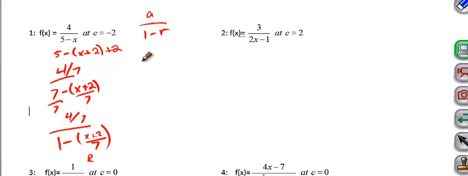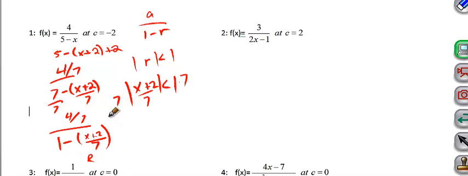This is r. And I need the absolute value of r to be less than 1. Now the absolute value doesn't do much for us here, but we have x plus 2 over 7 is less than 1. If I multiply both sides by 7, just like what we did a couple seconds ago, we get x plus 2 to be less than 7.